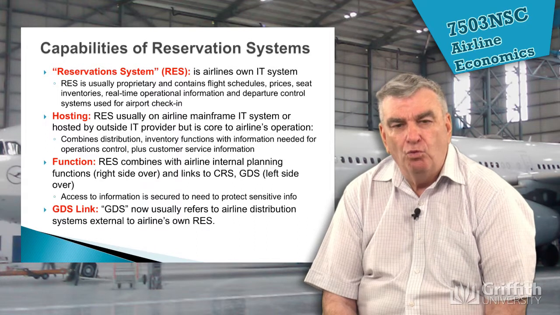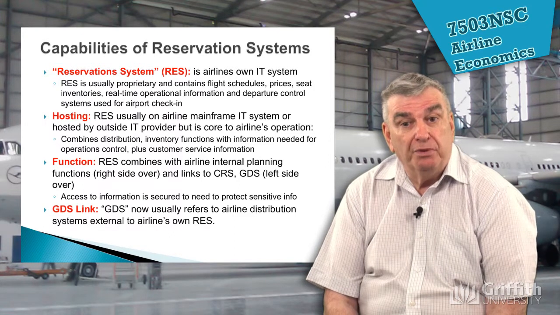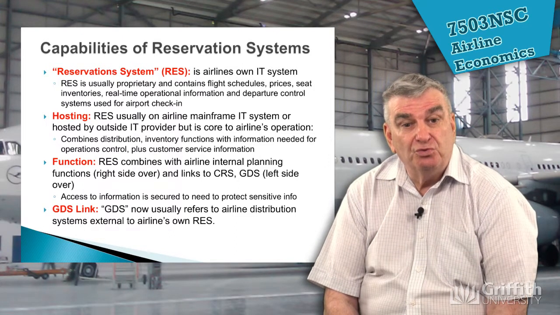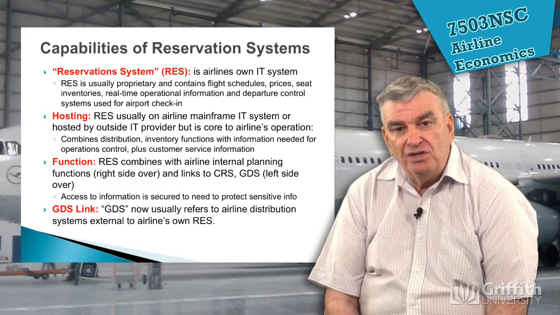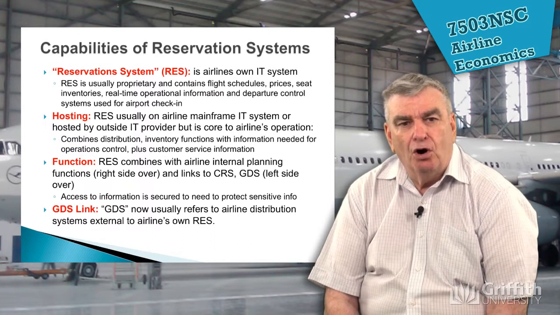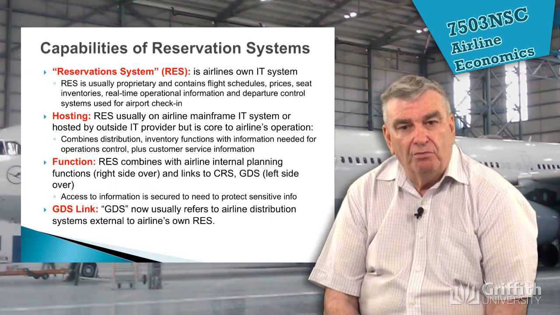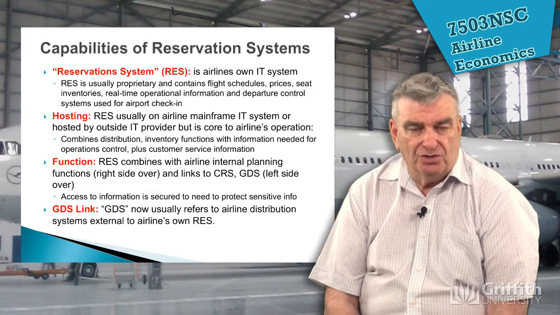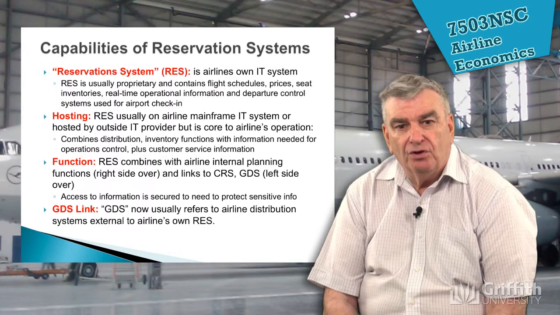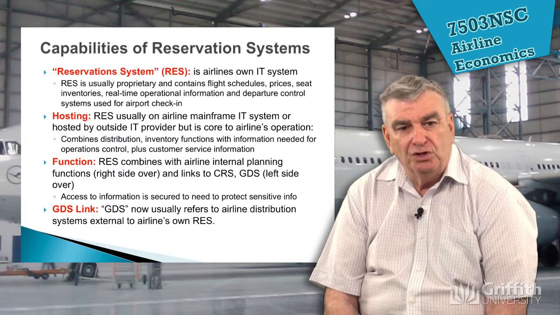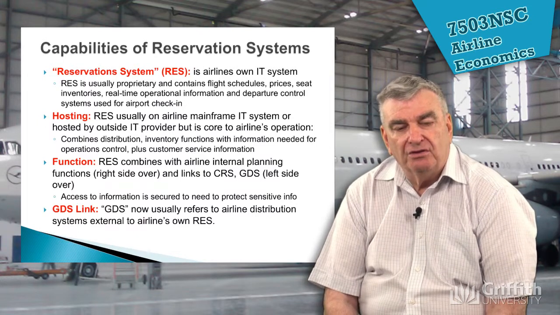It's the sort of thing that they wouldn't want their competitors to get because it would show just what they're planning to do with their schedules, how their prices work and the decision models, how they allocate seats. And so generally the Res system is a really important part of any computer reservation system. Generally the Res is hosted on the airline's own mainframe IT system or hosted outside by an IT provider. But the one thing is that Res works in conjunction with either a computer reservation system or a global distribution system to basically work together to conduct the airline's operations.